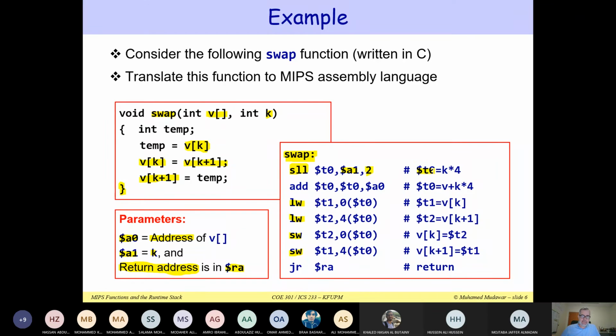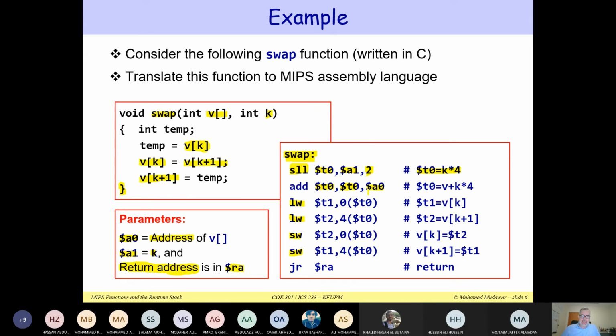This will be multiplication by 4, and it places this number in a temporary register T0. So this is K multiplied by 4, and we are placing the result in T0. Now we take T0 and add it to A0. A0 is the address of the array V. So we take T0, which is K times 4, add it to the address of V, and place the result in T0 again.